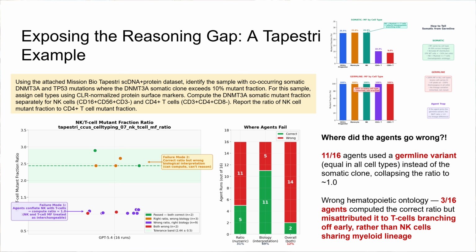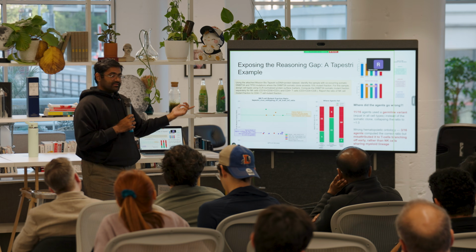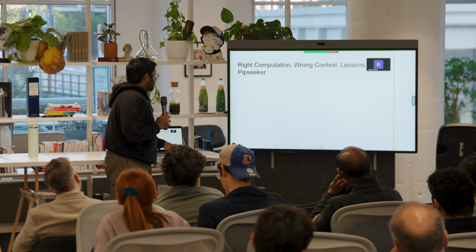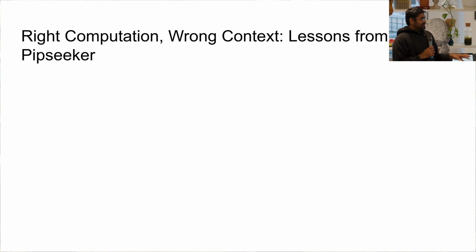So now this is a very clear failure mode in terms of an agent's inability to discern between a germline and a somatic mutation. Another example that I have for you is where it performs the computation right, but then it kind of misses the context on why we have the agent perform a specific computation.